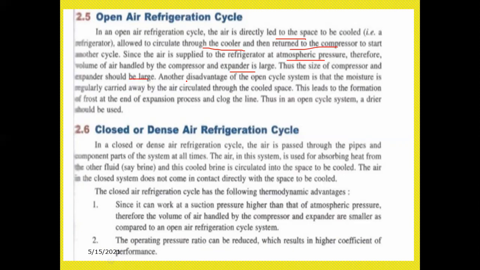The moisture is more. Moisture is regularly carried away by the air circulated through the cold space. So in this open type of system, the moisture is carried away by the air circulated through the cooling space. Thus, it leads to the formation of frost at the end of the expansion process and clogs the duct line. Thus, in an open system, a dryer should be used.